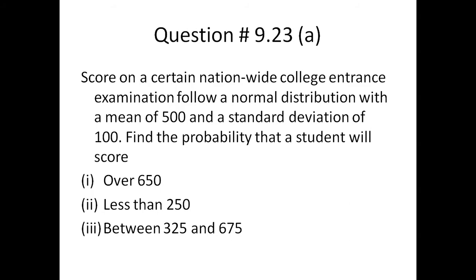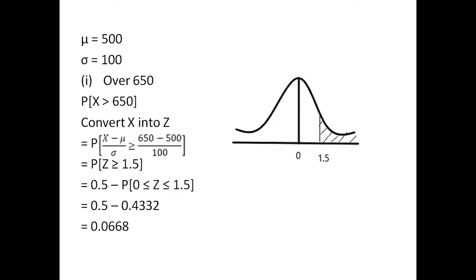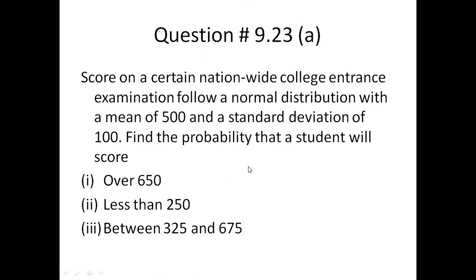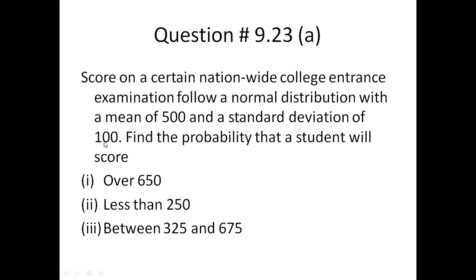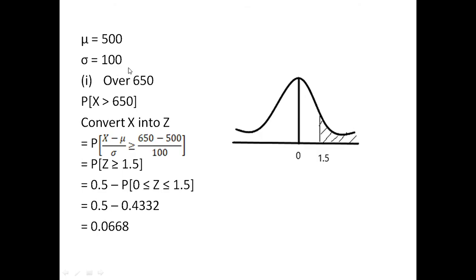Find the probabilities that a student will score over 650, then second part, less than 250, and then between 325 and 675. So first of all we need to know the mean. Mean is 500. We know that mean is represented by mu, so we have written here mean, and then standard deviation was 100, so here I have written standard deviation 100.